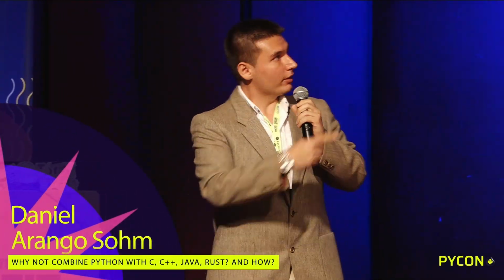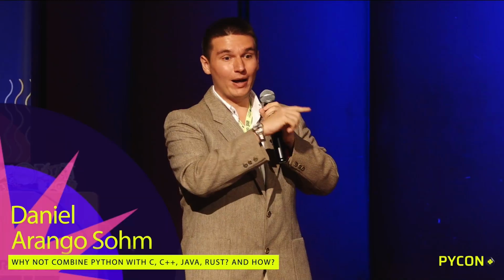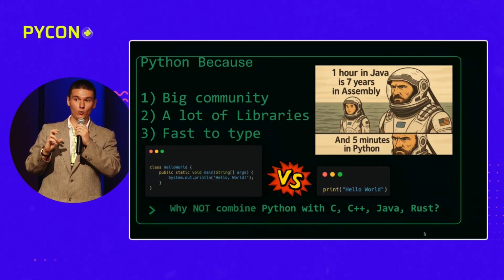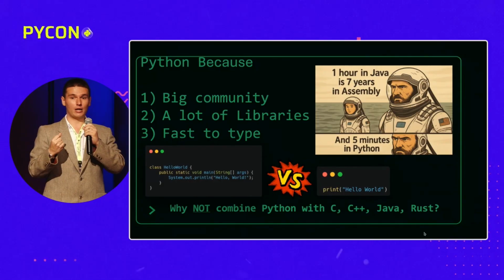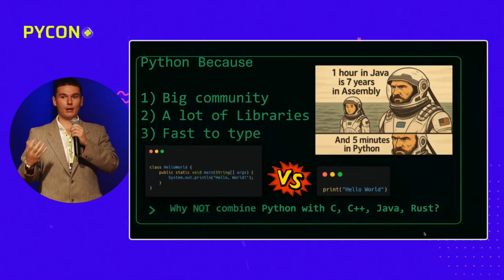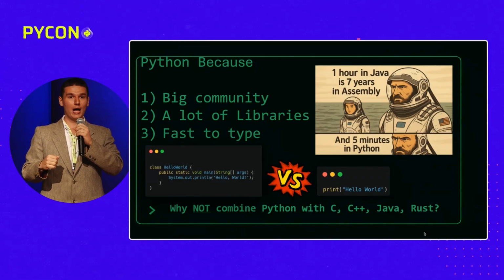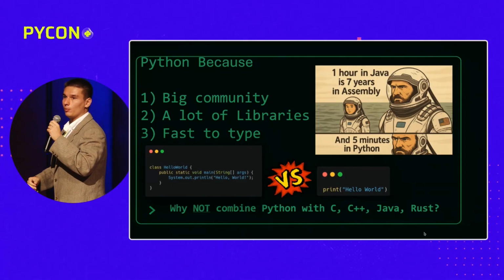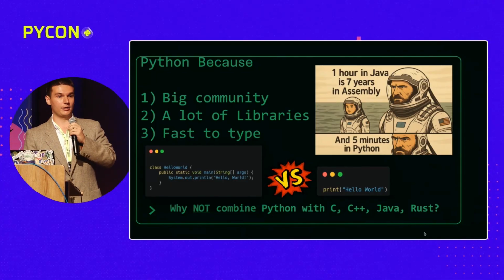As you can see in the example, we have a hello world in Java and a hello world in Python. The code in Python is simpler, and it's faster. That is the reason why users use Python. Python has a big community, so if you have a problem, a lot of people will help you, and it has a lot of libraries that make your life easier. You don't need to implement everything from zero like in C.